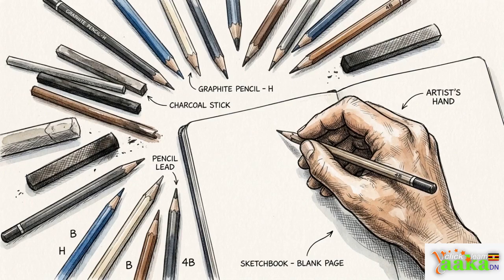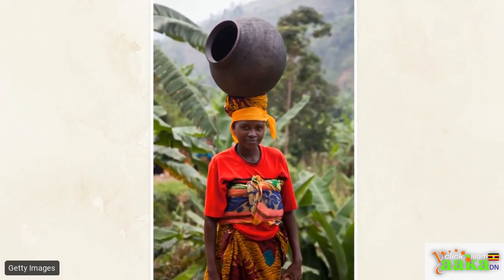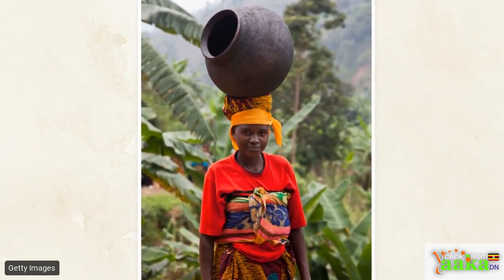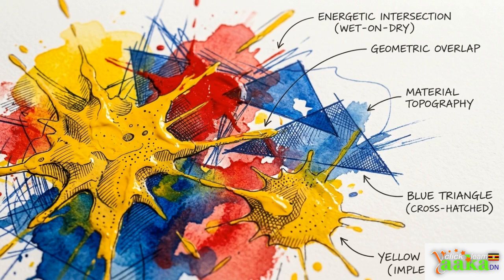Once you master these elements, you decide how to use them. Look at this woman carrying a water pot. This is figurative art, where lines and shapes are used to accurately show real people and places. Compare that to this canvas. This is abstract art. It's an arrangement of lines and shapes that doesn't try to copy a real object, focusing instead on color and energy.